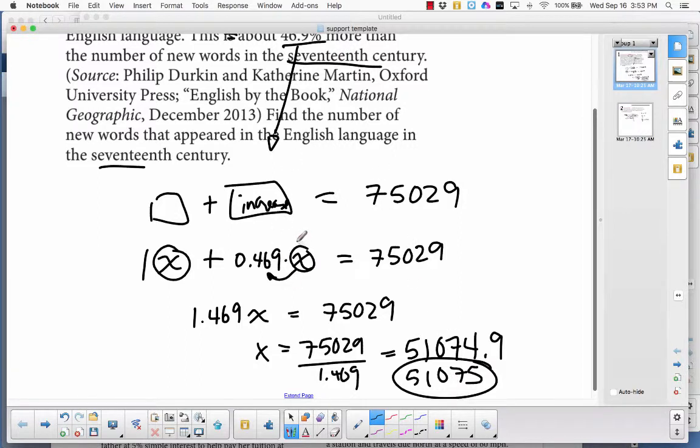And then they up the amount by 46.9% of that, and in the 19th century it'd be there. I wonder how many words there are currently. Anyway, hopefully that helps with that question.